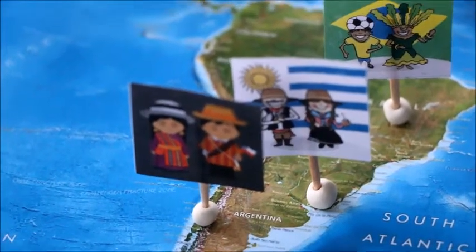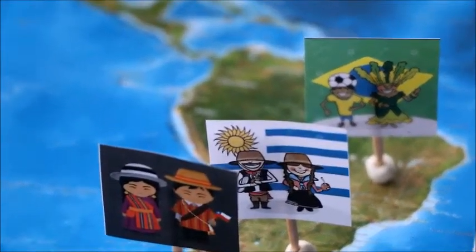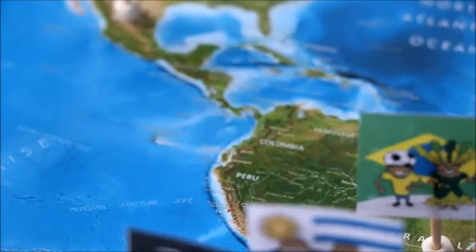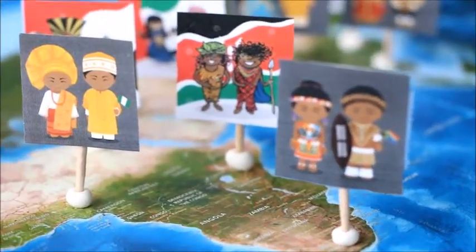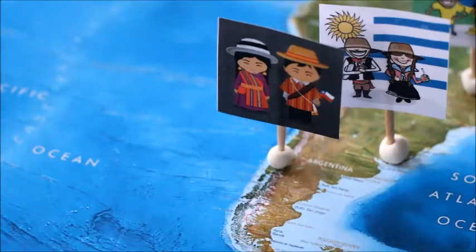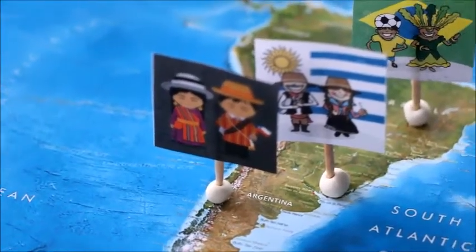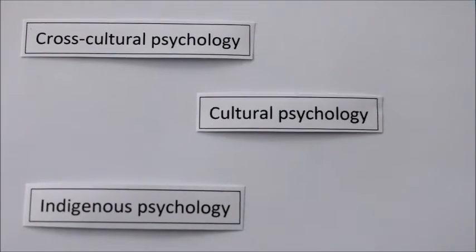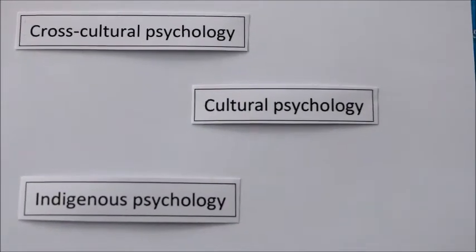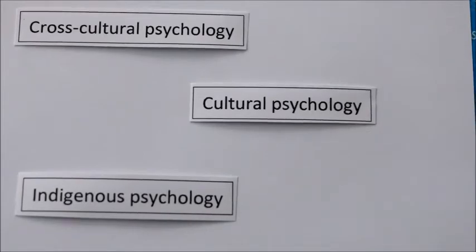Our planet is home to 7.6 billion people in 206 countries, each with its own historical, ethnic, and religious influence on its culture. Each culture is a lens through which people make sense of their experiences. Culture also influences people's values and goals. There are three methods for studying how culture influences behavior: cross-cultural psychology, cultural psychology, and indigenous psychology.